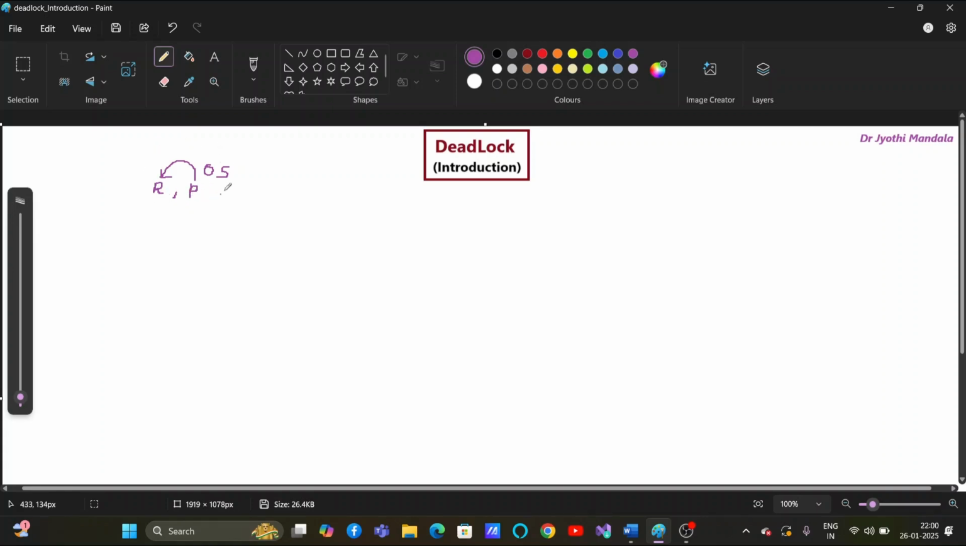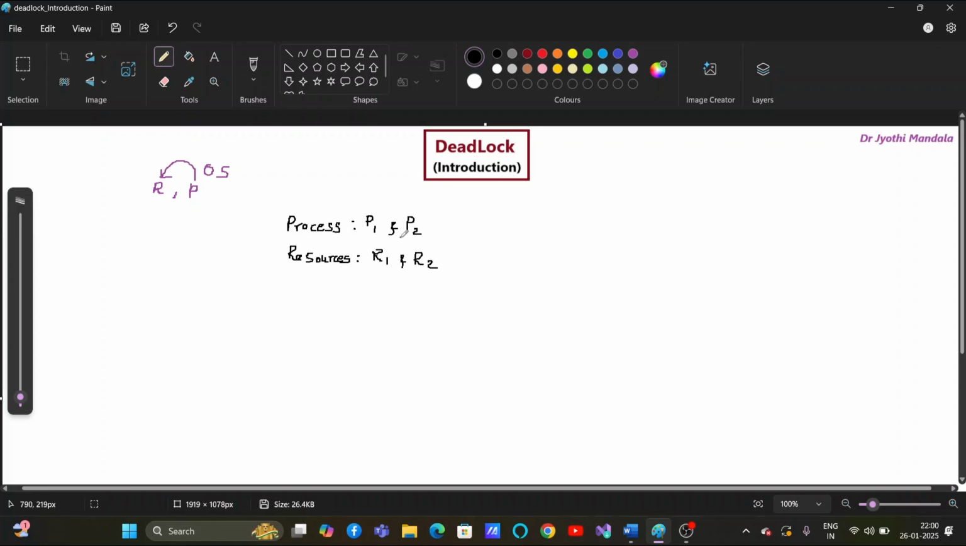Now, let us consider one scenario. Let us consider we have two processes, P1 and P2, and two resources, R1 and R2. Any resources like a printer or cache memory, these are all your resources. Let us consider that P1, if it wants to perform its task, requires the resources R1 and R2. Also, P2, if it wants to complete its task, requires the resources R1 and R2.